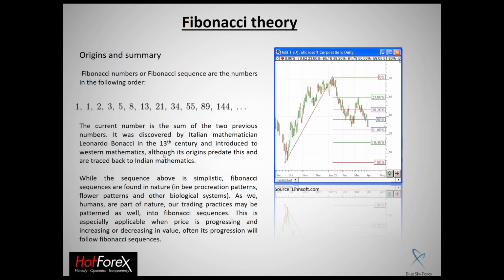What is the most mysterious part of this Fibonacci sequence is that you can find that sequence all around the nature. In physics, also in biology, in bee procreation patterns, flower patterns, etc. And no one, in fact, has been able to explain why this sequence appears in nature.